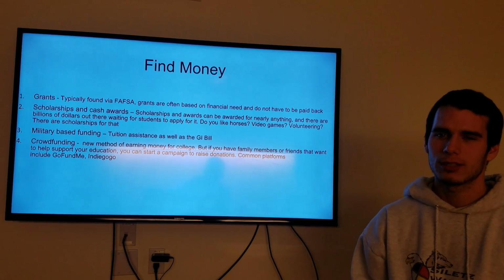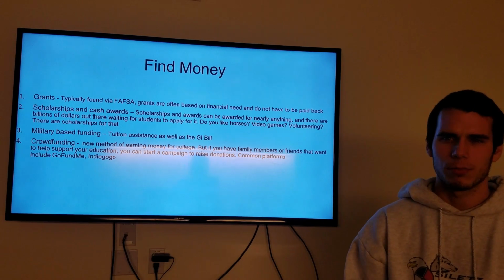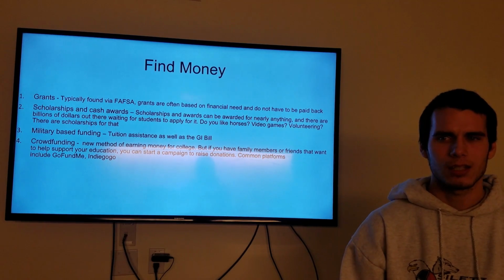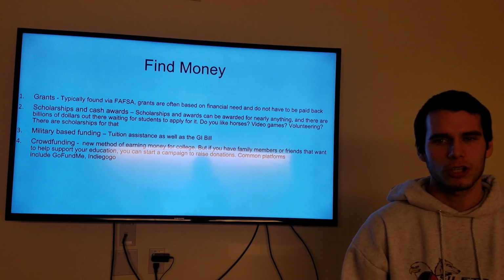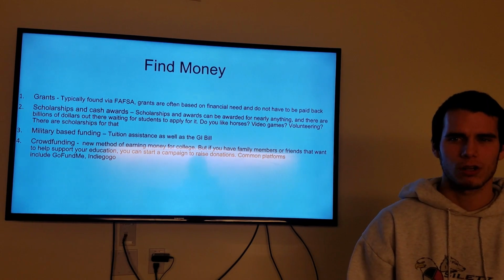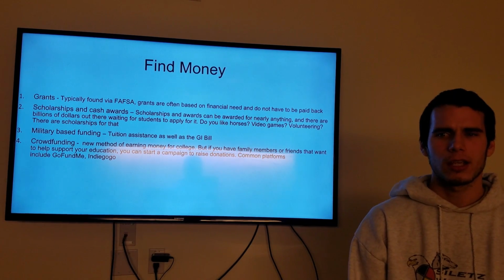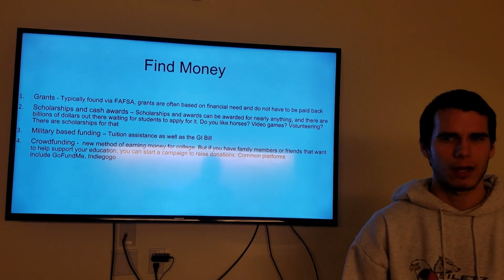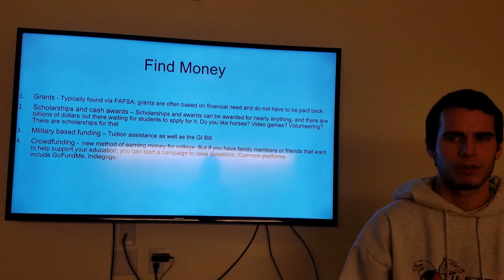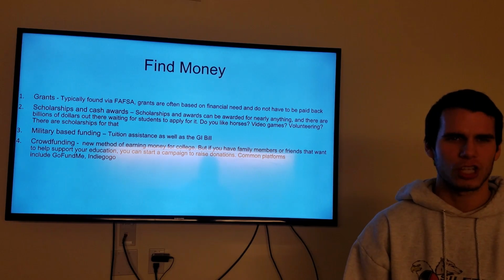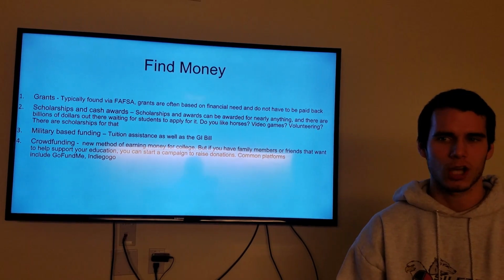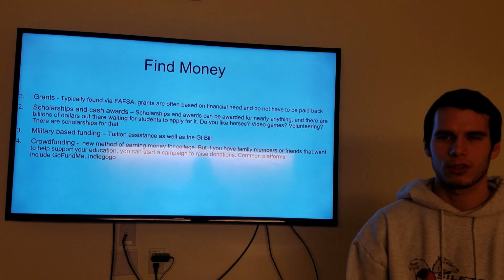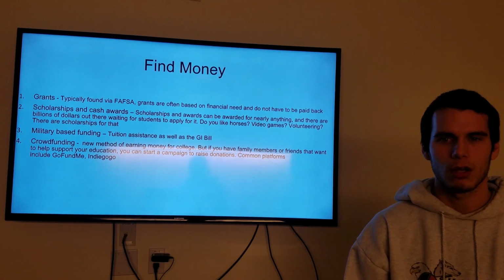Grants are typically found in FAFSA. They're often financial need-based, and they do not have to be paid back. Scholarships and cash awards. Scholarships are awards for nearly anything. There are billions of dollars out there waiting to be applied for in different scholarships. Like there's video game scholarships, horse scholarships. If you have hazel-colored eyes, you can get a scholarship for it. Really, there's just about anything, so I'd recommend looking into that as well.